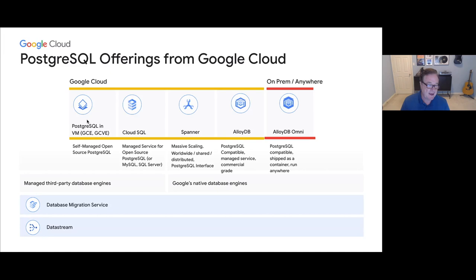First offering, if you want to run open source Postgres in Google Cloud, in our Compute Engine virtual machine, like you would in another cloud, or our GCVE, that's our VMware Engine, or you run it in Kubernetes, you can do that. You can do that today, open source Postgres, but you would have to manage it. So you're responsible for tuning the database, managing it, high availability, backups, recovery, that kind of thing. But you can do that right now, and you've always been able to do that. So that's option number one.